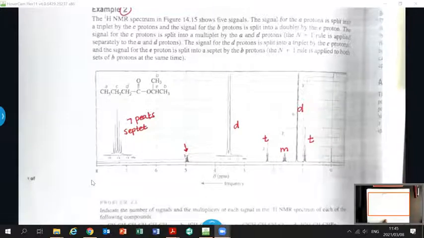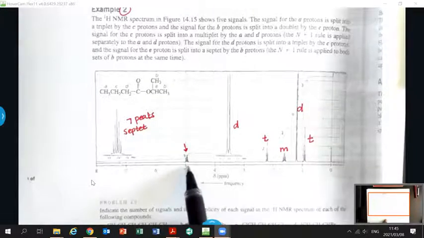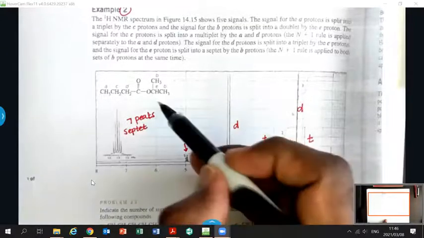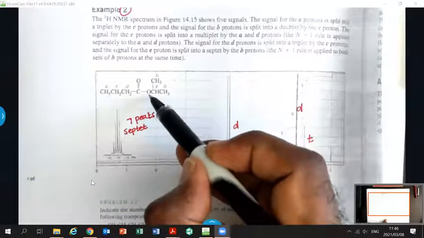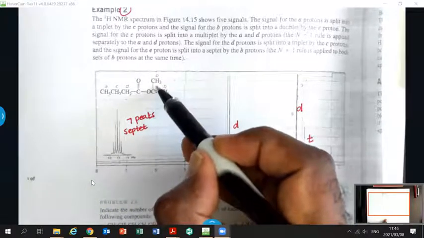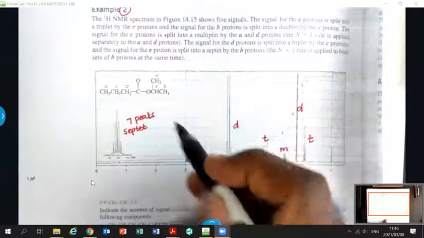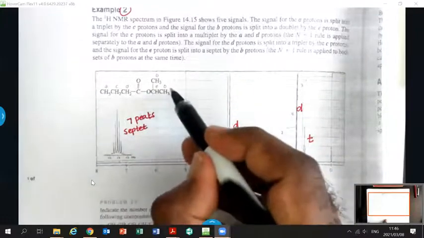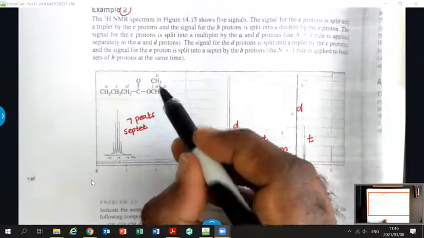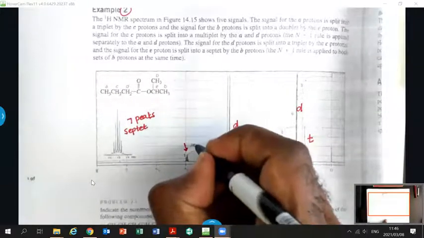I'm going to look at the most de-shielded one first, this 5.1 here. And I always like to start with the most de-shielded. If I look at the most de-shielded one, I look at the proton that's 2 bonds away from the oxygen atom. And that's your E proton, right? So the E proton is the most de-shielded in this whole group, in the whole molecule. So this must be my E proton.